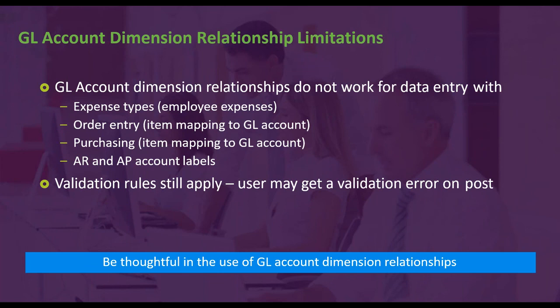A couple things to be aware of is that there are some data entry screens in Intacct that do not support dimension relationships. Those are the time and expense type screens. Order entry, where you're trying to override the item mapping to the general ledger account that's in the posting configuration screen. Same thing with purchasing. In that transaction definition where you're mapping the item types over to the general ledger, you can't override that with a dimension relationship. It'll simply ignore it. And then if you're using labels in either accounts receivable or accounts payable, there's no dimension relationship functionality there.